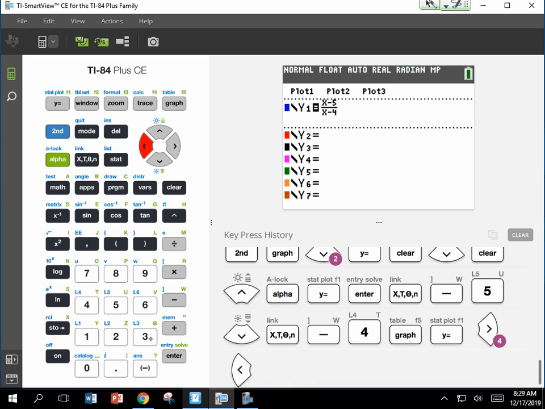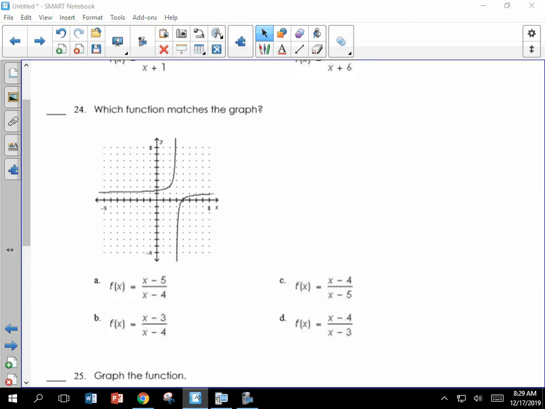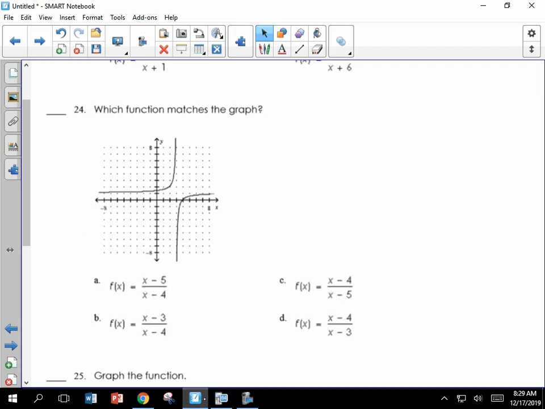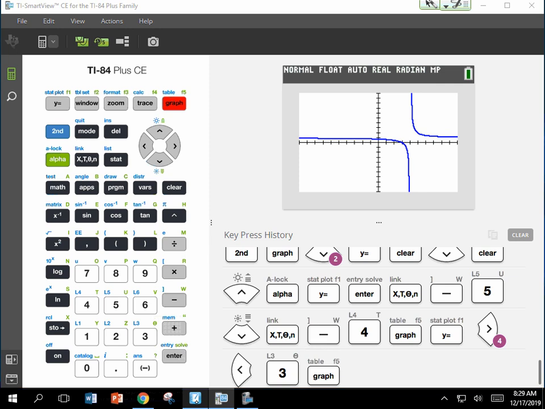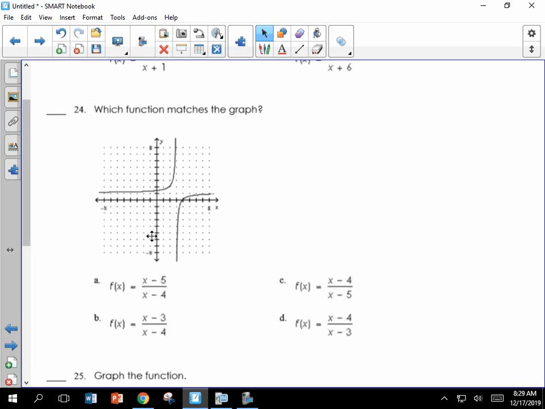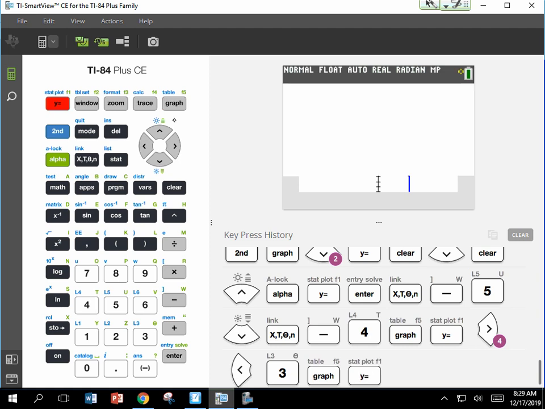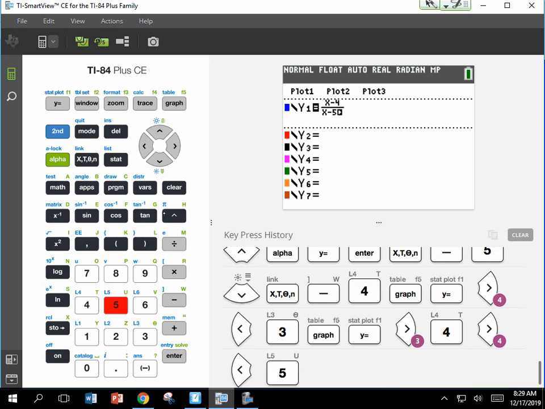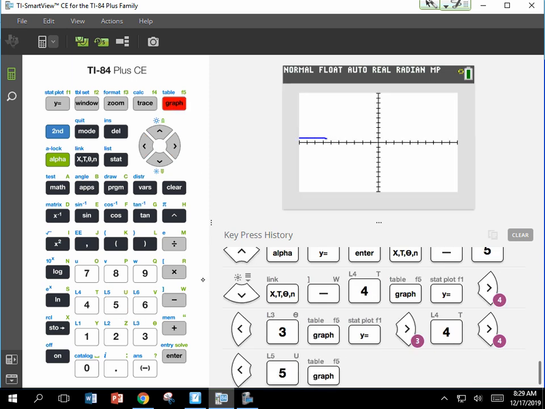It is, I think, minus 3 over x minus 4. Perfect. I only have to change 1. And going matched, so this should be going up. Does not match, so let's try minus 4 over minus 5. Graph.